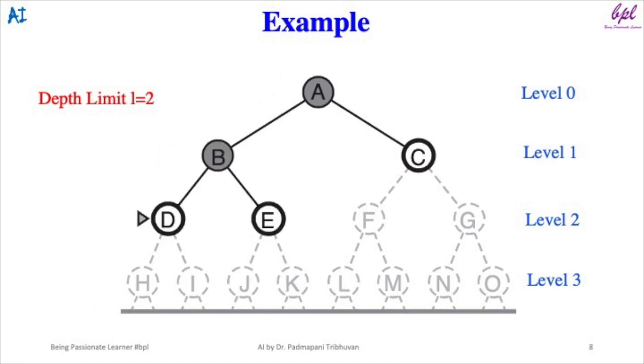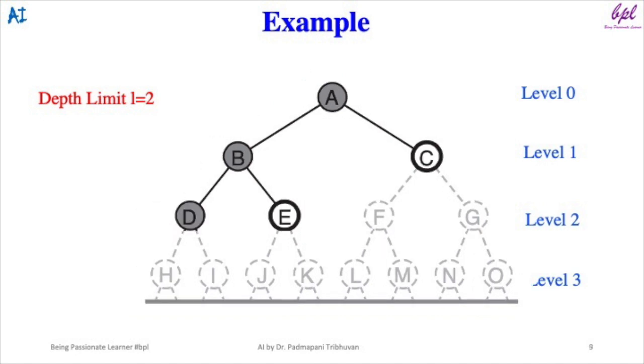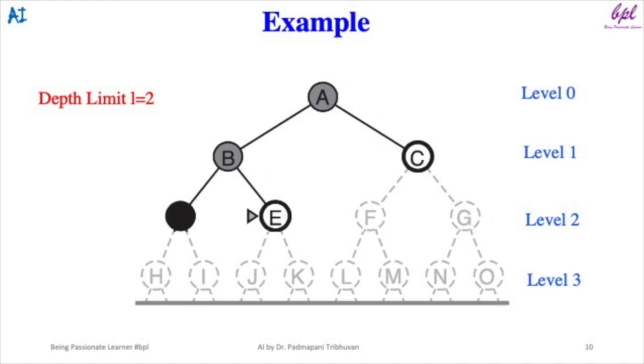B has two child nodes, node D and node E. Then D will be explored next. D has two child nodes, H and I. As D is at level 2, which is the depth limit, D is considered a leaf node and its child nodes will not be explored. After D, node E will be explored. It is also at level 2, so it will be considered a leaf node, as if E does not have any successors. Therefore, its child nodes J and K will not be explored.